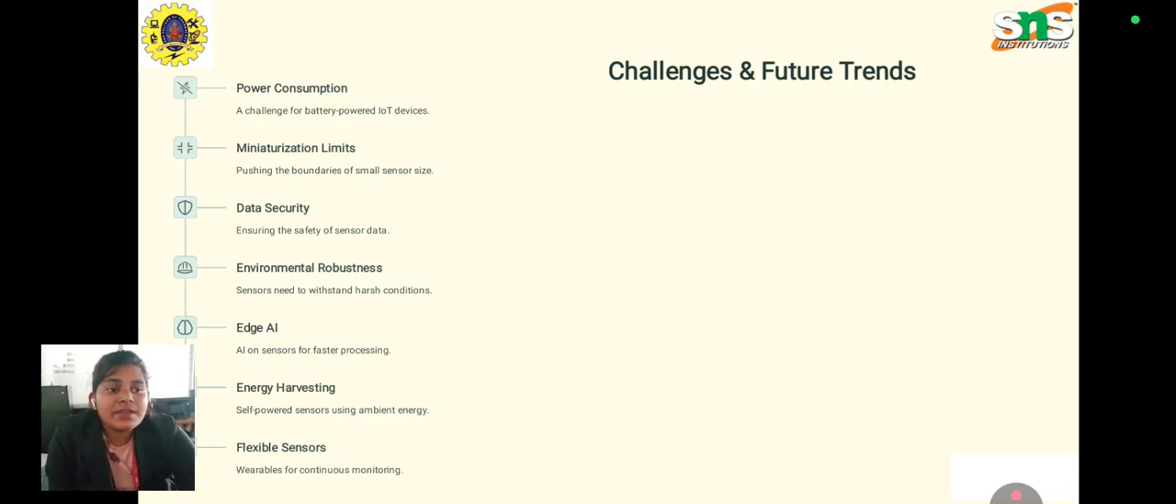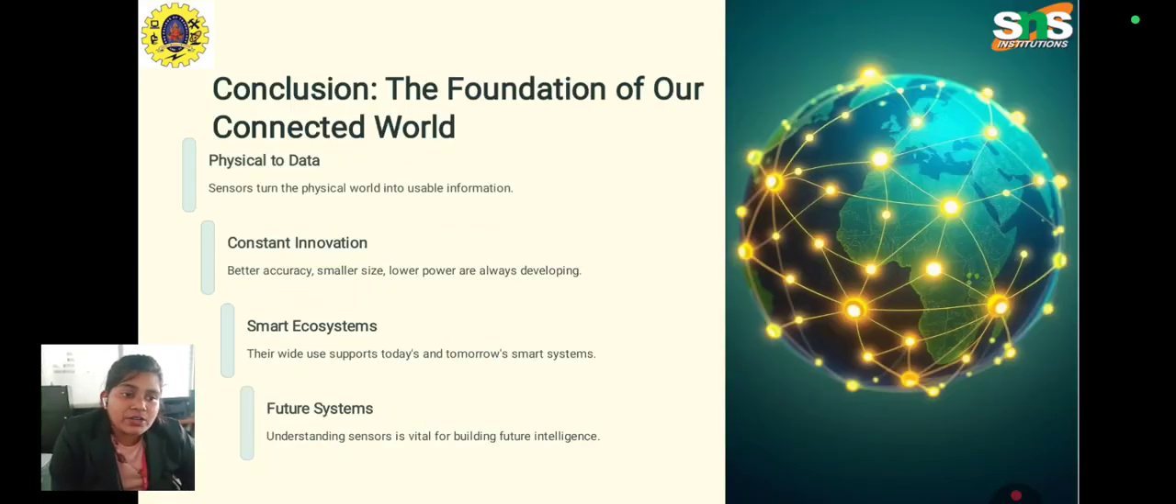It is time for the conclusion. To conclude, sensors are the foundational elements that make machines intelligent. By transforming physical data into digital signals, they support innovations in every field. Understanding sensor principles is crucial for engineers working in food tech, healthcare, automotive and beyond.